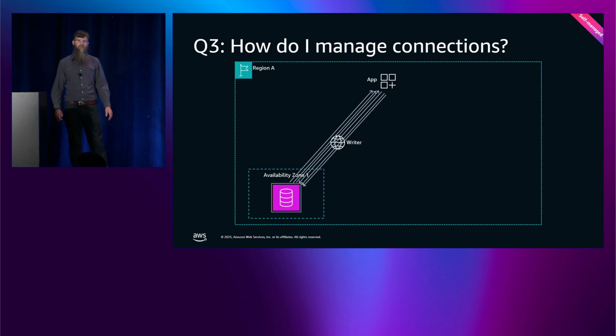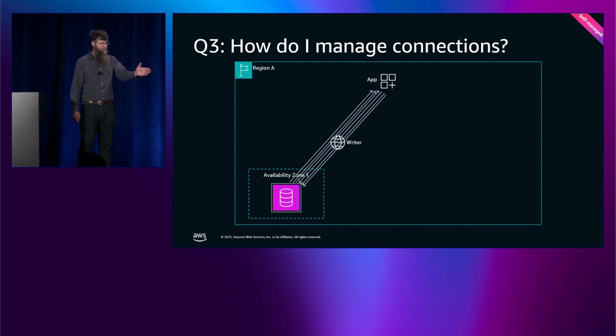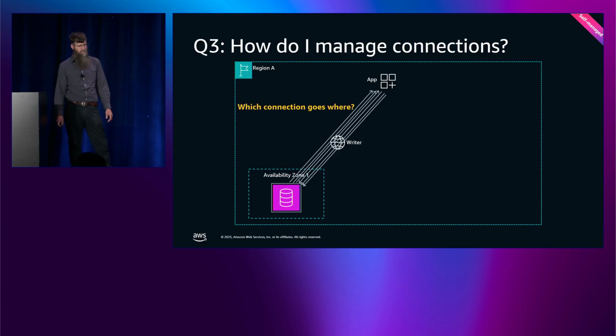And that can be a bit of a pain to know which one is the writer. I need to talk to that one if I need to send transactions that have writes in them, like updates. How do I do it? And I don't want to have so many of these connections either. I don't want to have lots of idle connections. That's not great for performance, not great for cost.